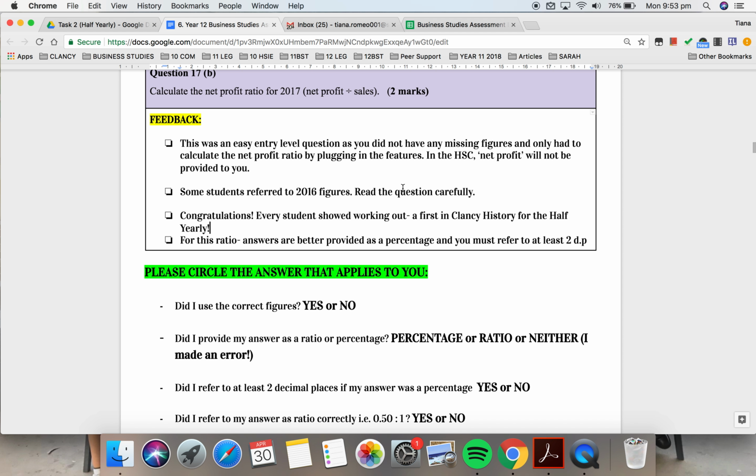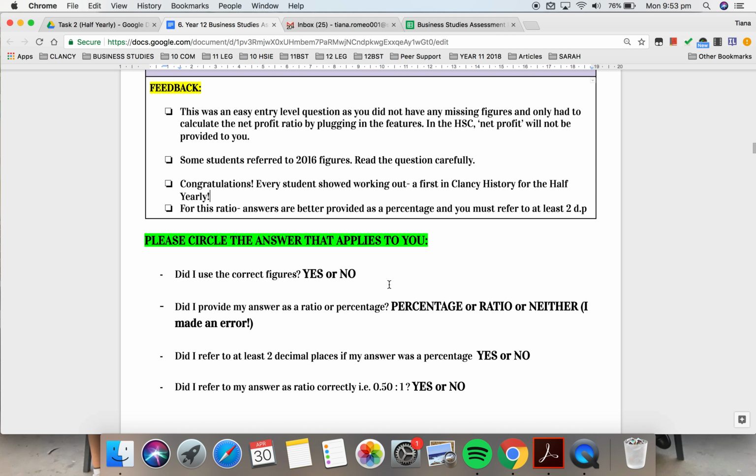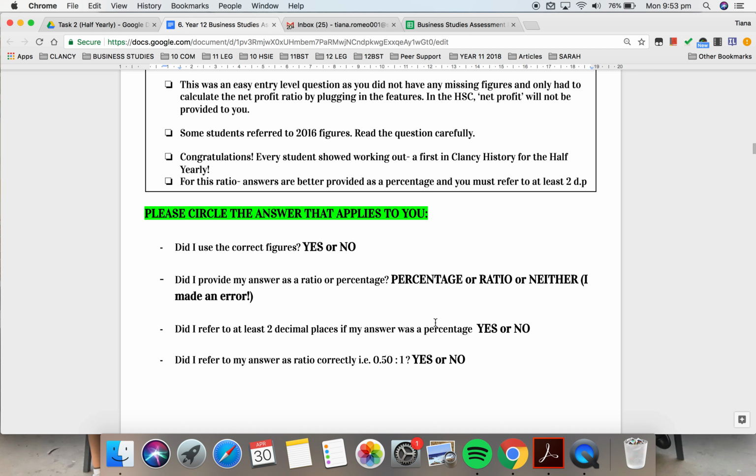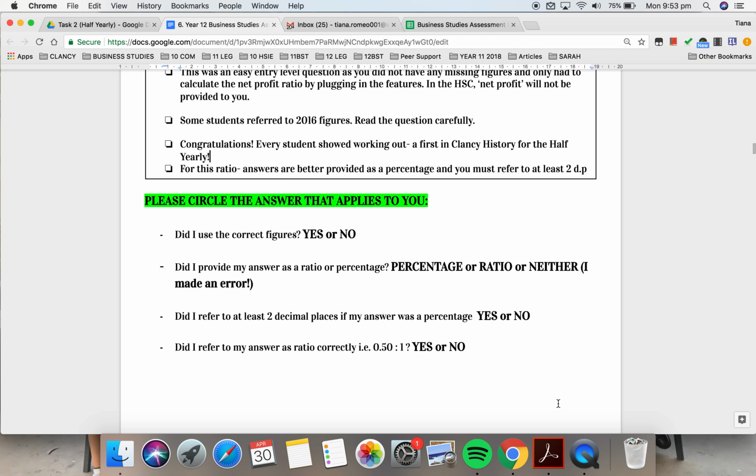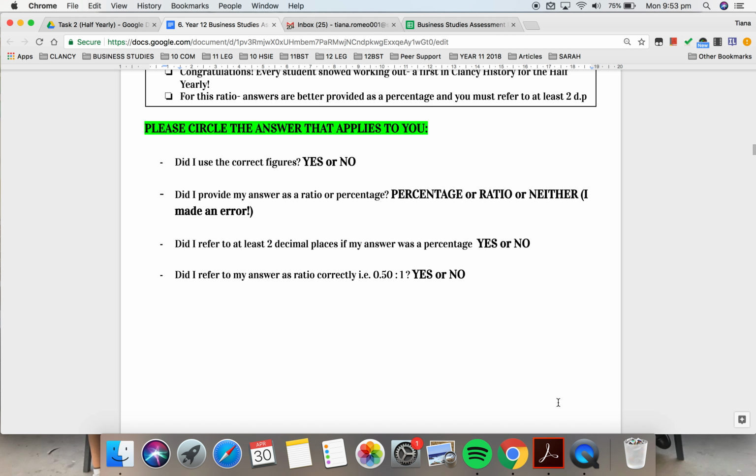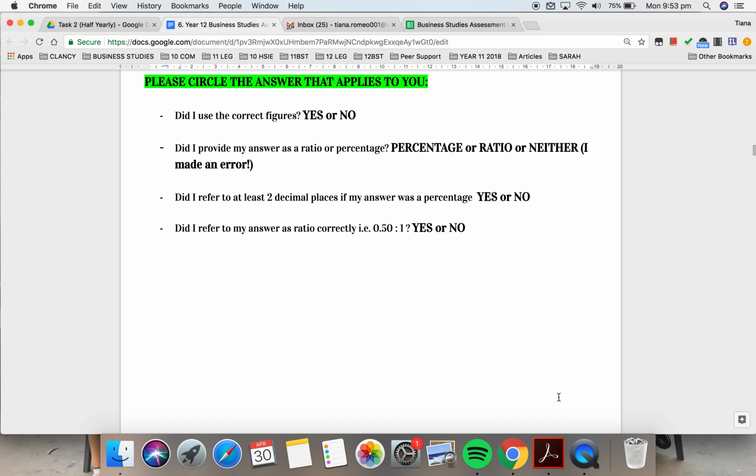Make sure you read the question carefully. It did say 2017. So I want you to now look at your response and respond to each of these questions. Did I use the correct figures? Yes or no? Did I provide my answer as a ratio or percentage? Percentage, ratio, or neither? I made an error. Did I refer to at least 2 decimal places if my answer was a percentage? Yes or no? And did I refer to my answer as a ratio correctly? So 0.50 to 1, yes or no? Pause the video, take some time to look at your answer and answer those questions.